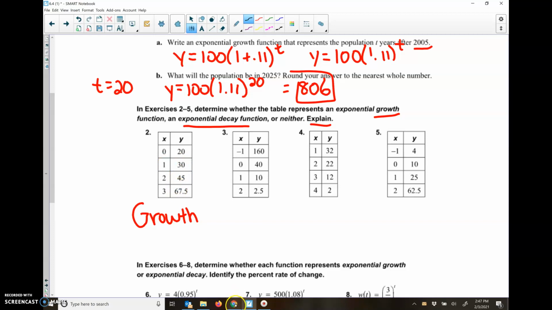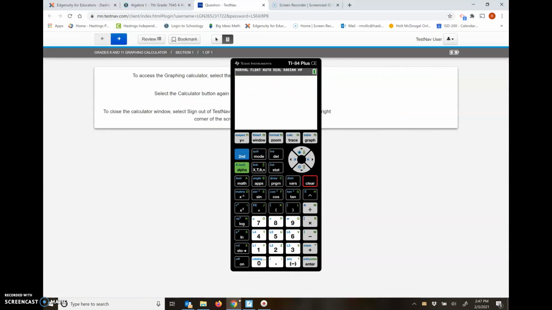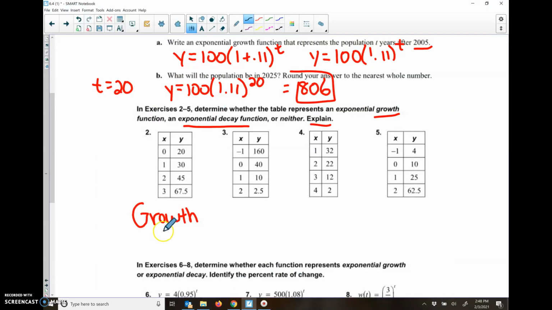So when I have a multiplying pattern like that, I'm going to start by dividing, kind of weird, the last number, which was 67.5, by the next number. So 67.5 divided by 45 is 1.5. 45 divided by 30 is 1.5. And then we got 30 divided by 20, and that's 1.5. So very consistent here. It is growing by 1.5 every time.